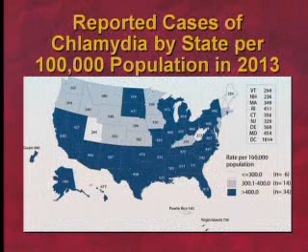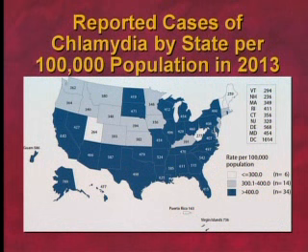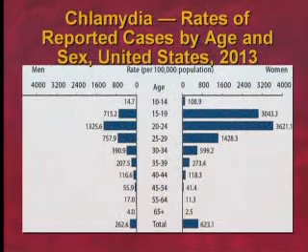This is a similar map, but this is on chlamydia, reported cases by state as of 2013. When it comes to chlamydia, we were third as of 2013. As of 2014, we moved down to four. So it's a little bit better as well. You can see the highest states are in the South, Midwest, and the Northeast. And the same table for chlamydia according to age. On the left, males 20 to 24 is the highest prevalence, and females from 15 to 24.